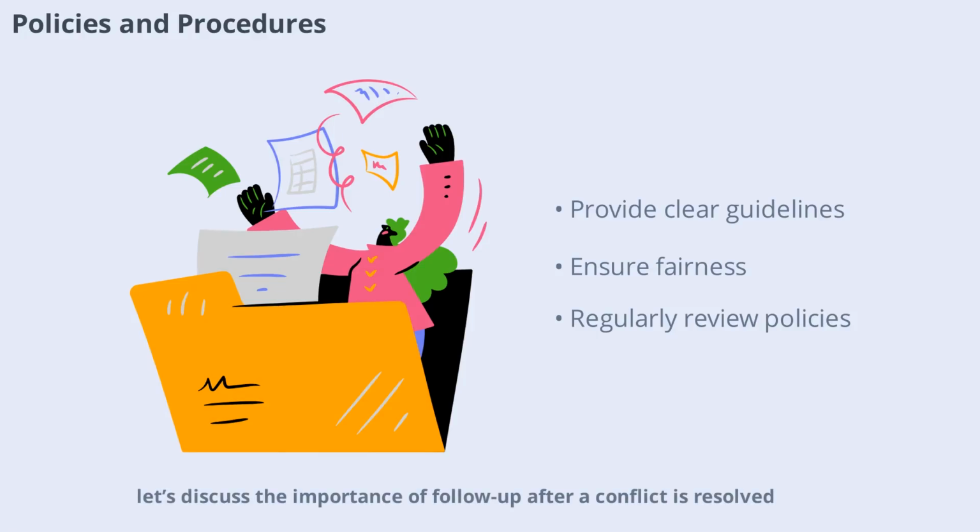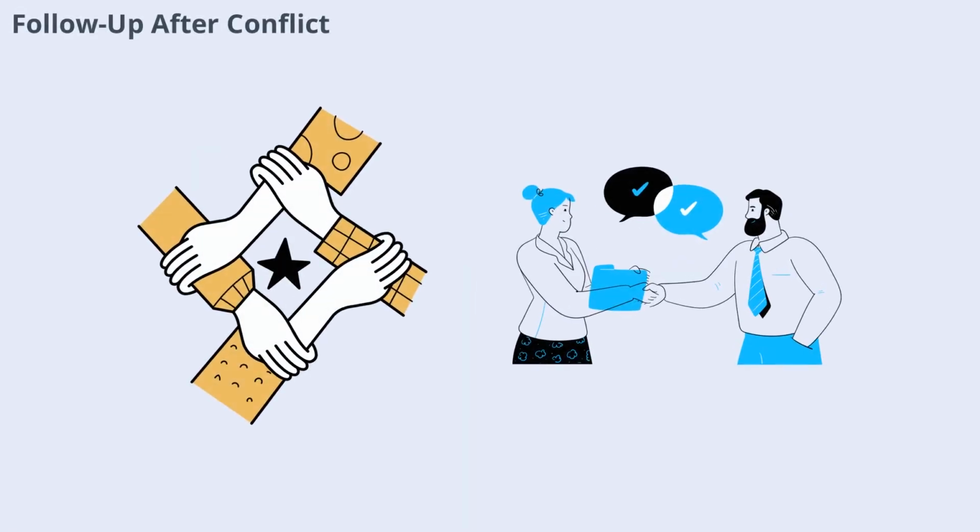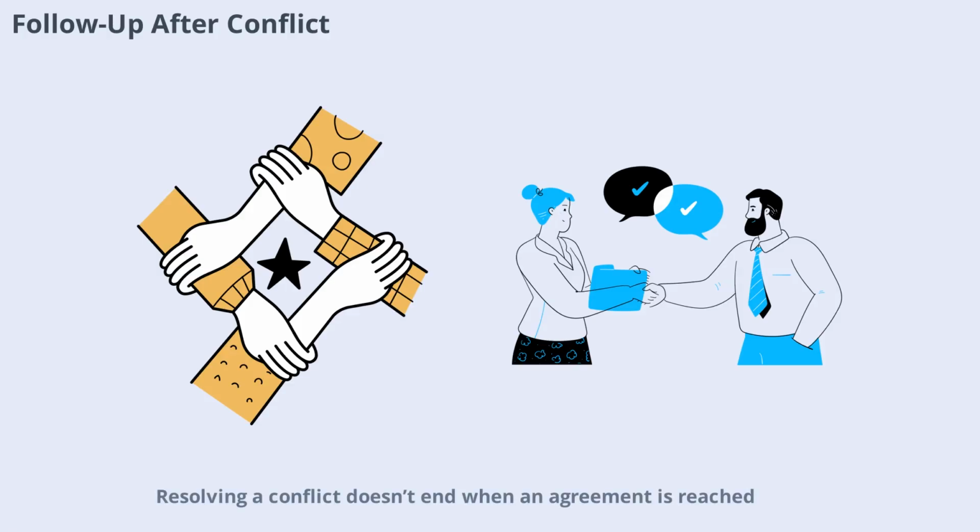Next, let's discuss the importance of follow-up after a conflict is resolved. Resolving a conflict doesn't end when an agreement is reached. Follow-up is important to ensure that solutions are working and that relationships are healing. This might involve checking in with staff or patients, providing additional support, or making adjustments if needed. Ongoing communication helps prevent future conflicts and builds trust within the team.